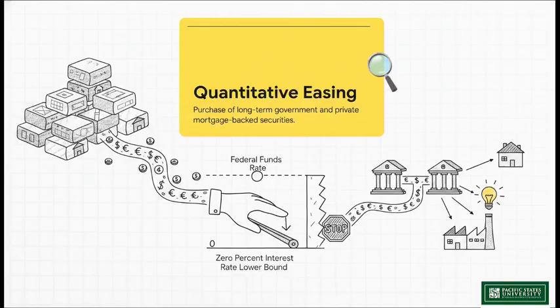To overcome this major limitation, the Fed developed an innovative, non-traditional tool called quantitative easing, or QE. Instead of just targeting those short-term overnight rates, which are already at zero, the central bank decides to go shopping. They buy up massive, unprecedented amounts of long-term government securities and private mortgage-backed securities from the open market.